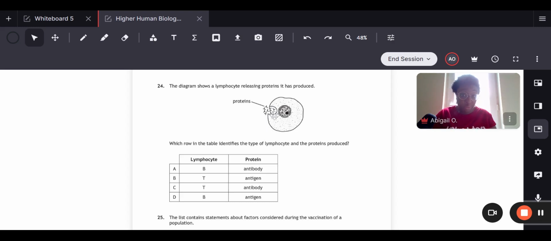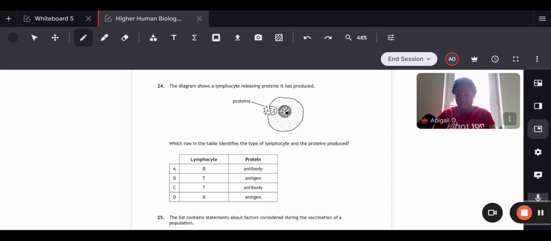These are Y-shaped proteins. Now, when we see a lymphocyte producing Y-shaped proteins, we can automatically think, oh, that's going to be an antibody, because antibodies are Y-shaped proteins. They kind of have this general shape like this. So they're kind of Y-shaped.